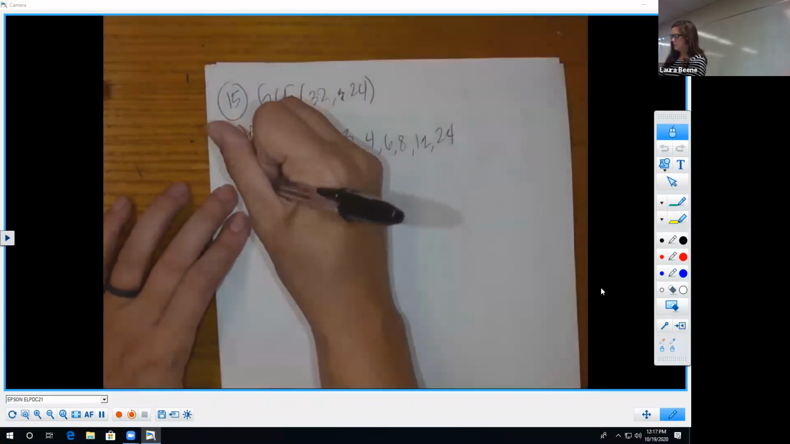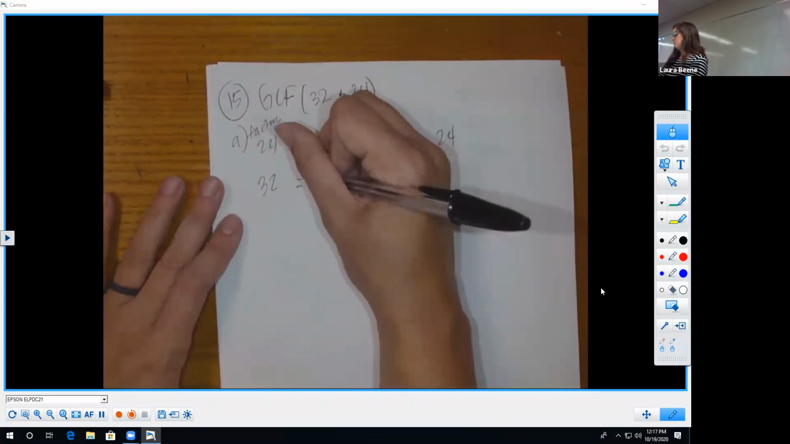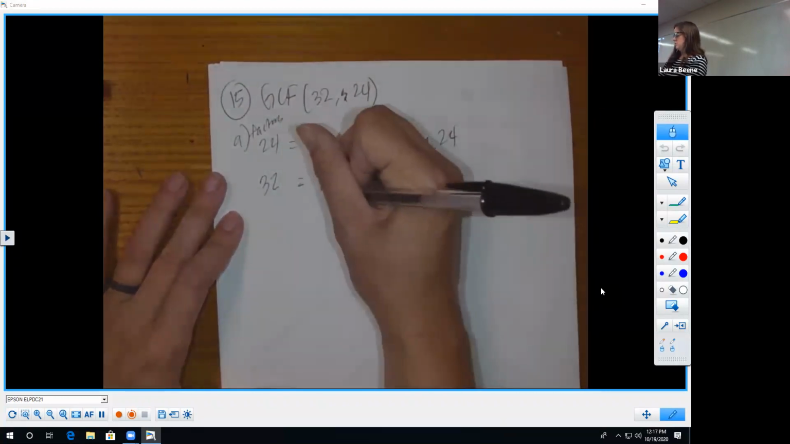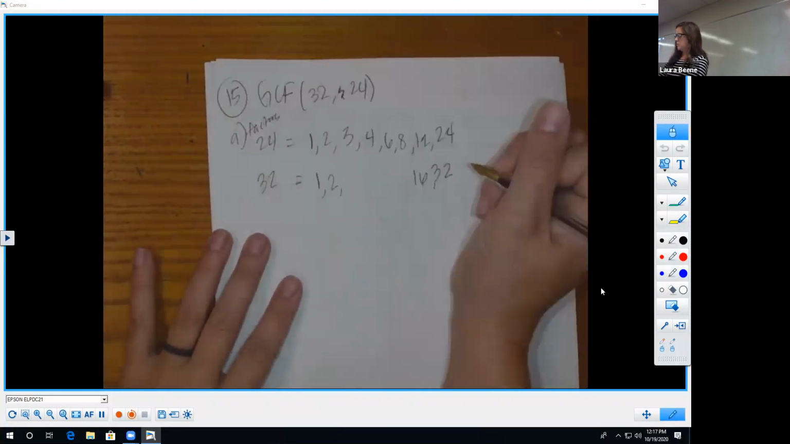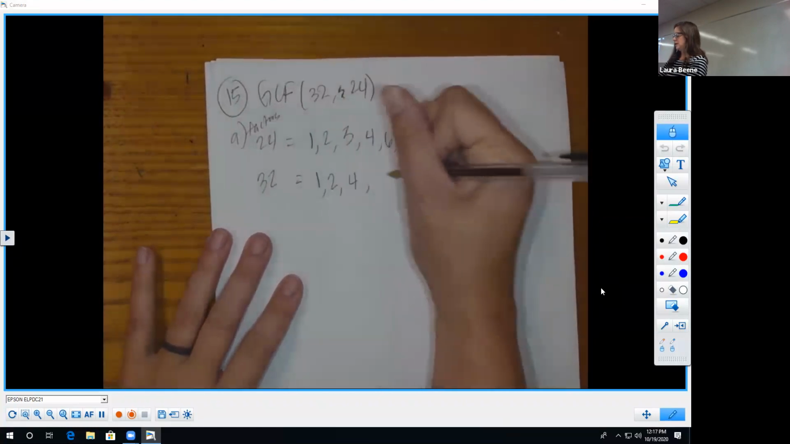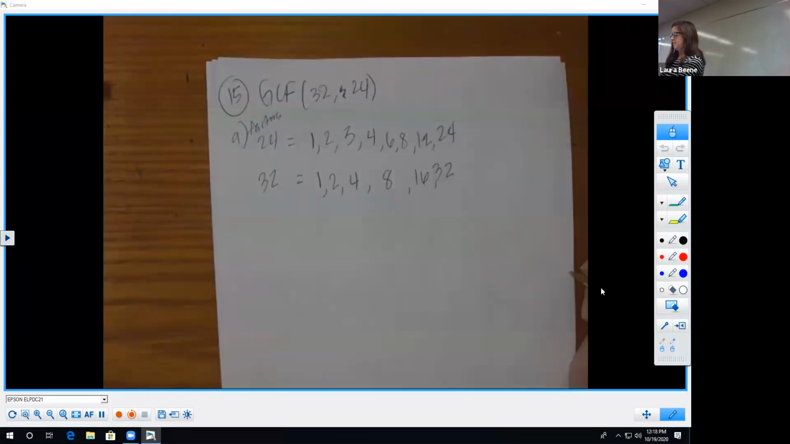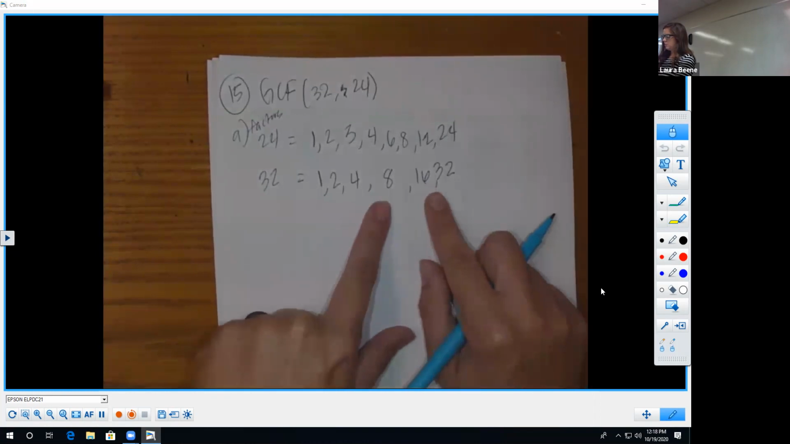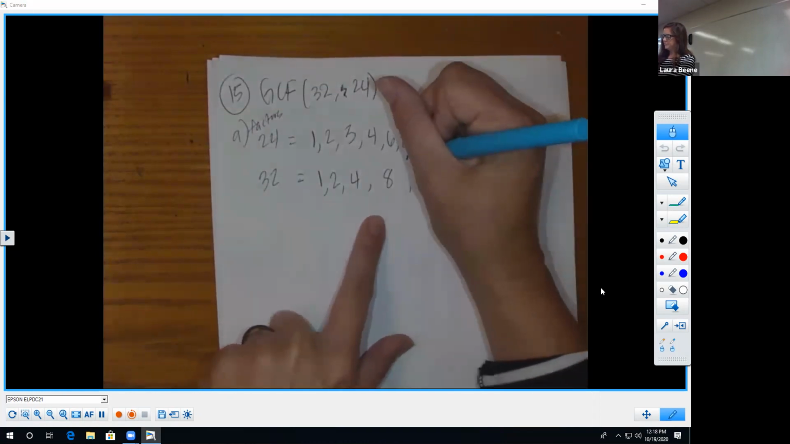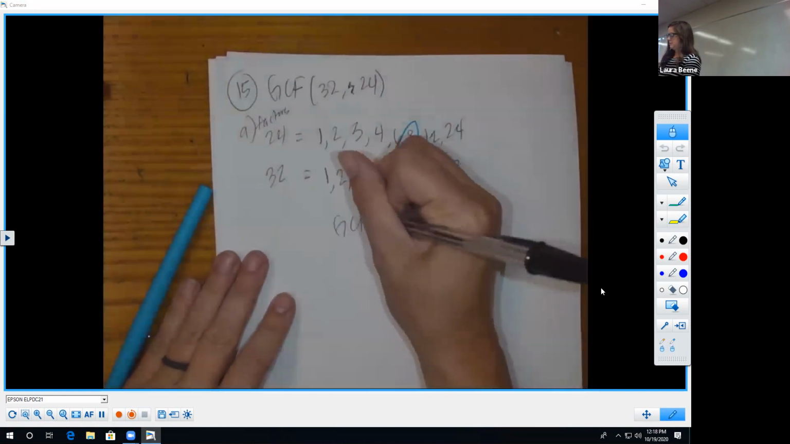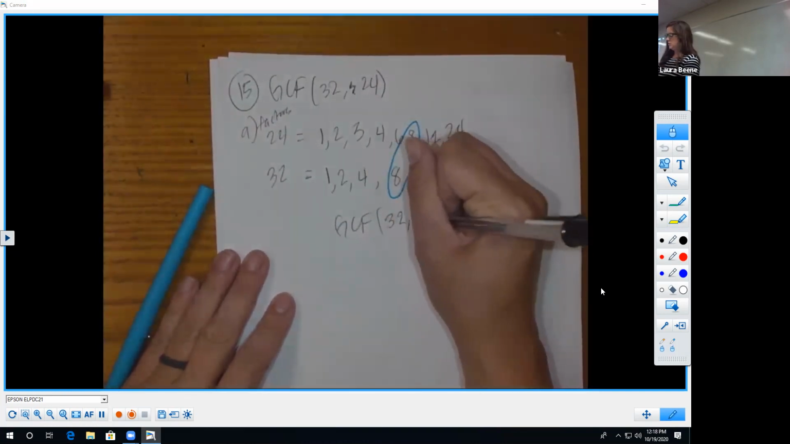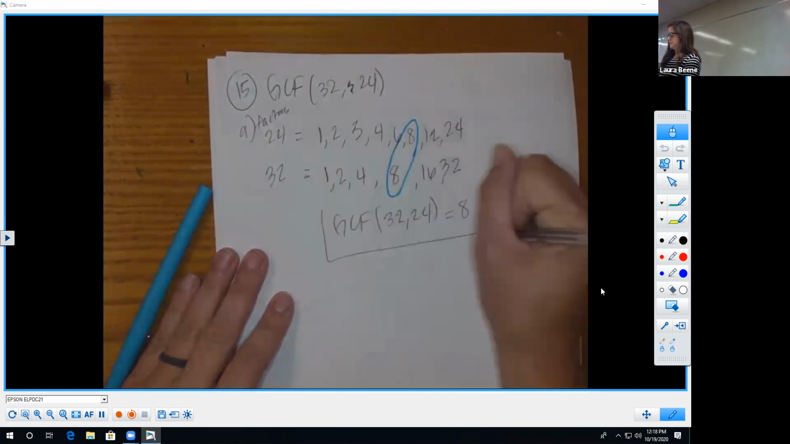The factors of 32 are 1 and 32, 2 and 16. 3 doesn't go into 32, 4 does, 4 times 8. And 5 doesn't, 6 doesn't. So those are your factors of 32. The greatest common factor is the biggest number they both have in common, which looks like it is 8. So the greatest common factor of 32 and 24 is 8.